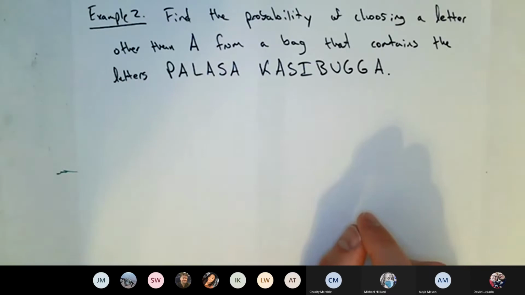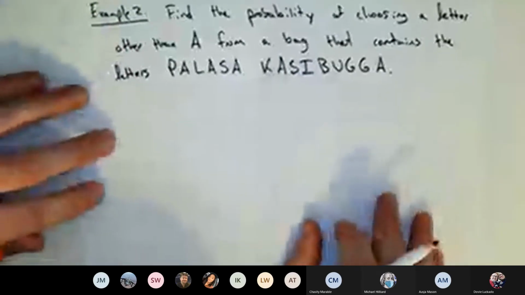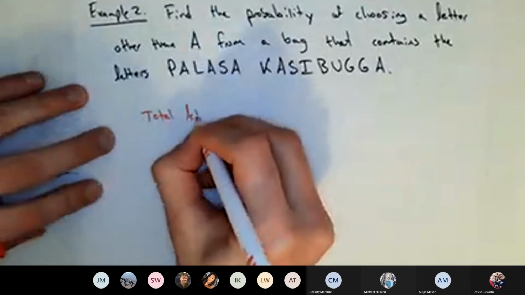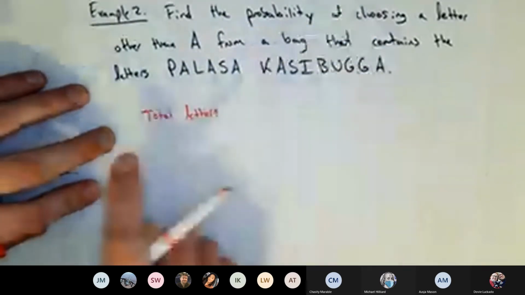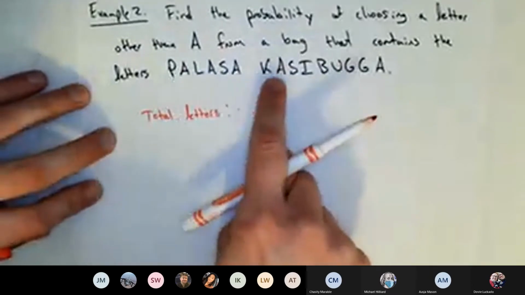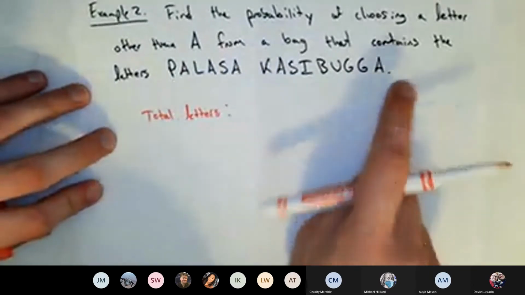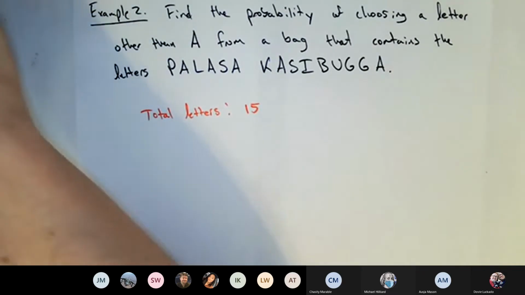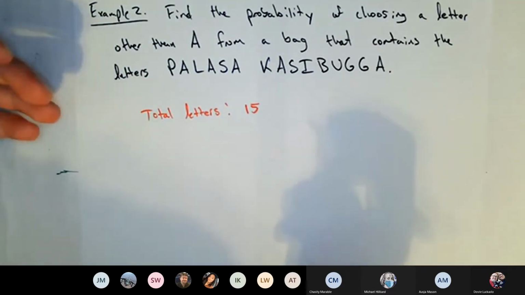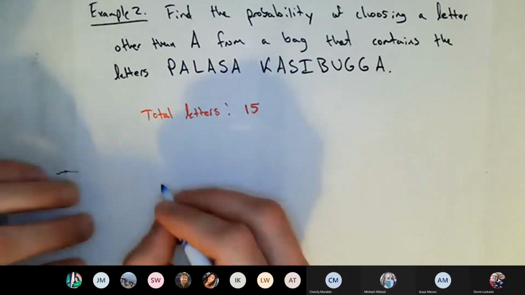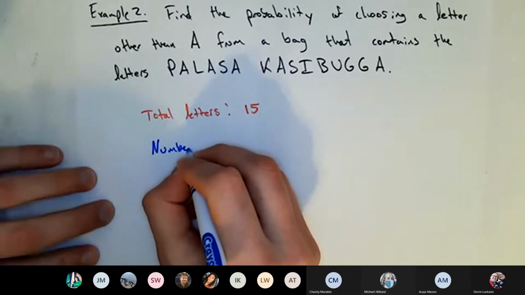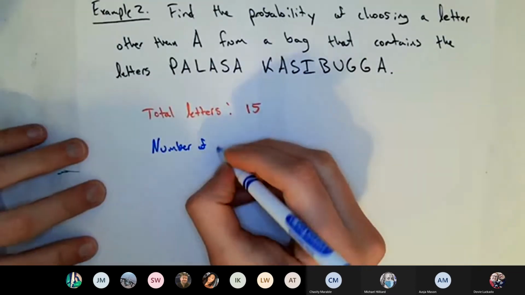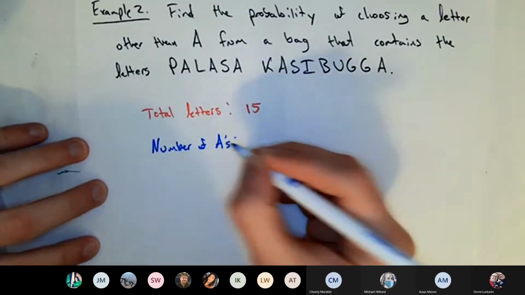So for the size of my sample space, I'm just going to have total letters. Total letters: 1, 2, 3, 4, 5, 6, 7, 8, 9, 10, 11, 12, 13, 14, 15. Total letters is 15. And the number of ways to choose an A is just the number of A's, right? Oh, I'm sorry. Well, actually, let me write this down. Let me say number of A's.